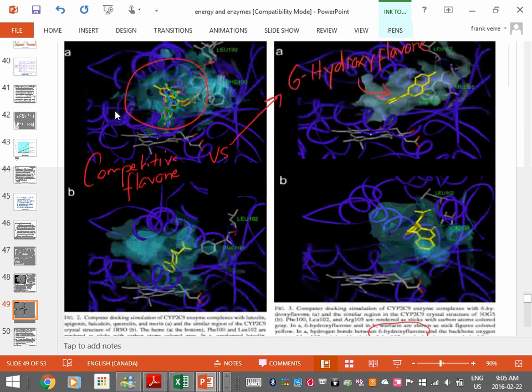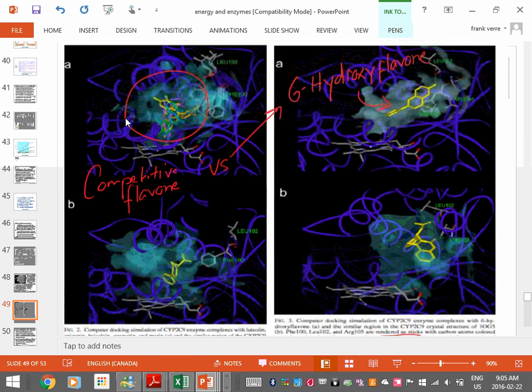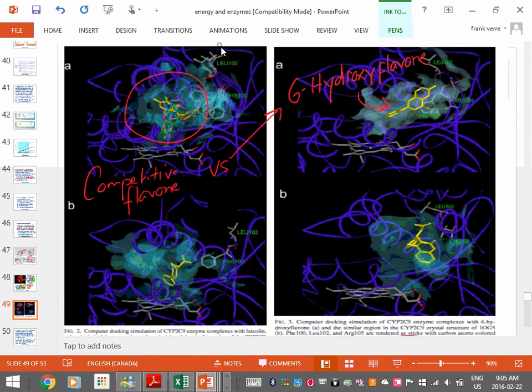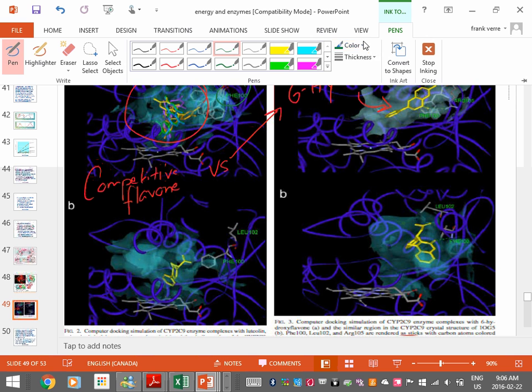Now, I want you to compare these on this side to this one. This molecule is called 6-hydroxyflavone. Tell me by looking at it, does it look like it's sitting in the same spot? It's hard to tell, but there's a little clue. Can you spot these two over here? I'm going to change the color, you might be able to see that a bit better.